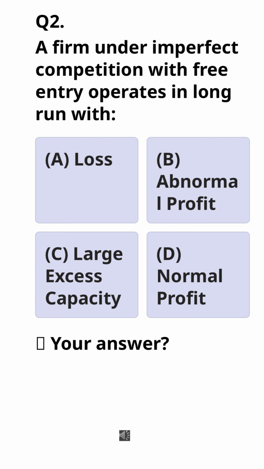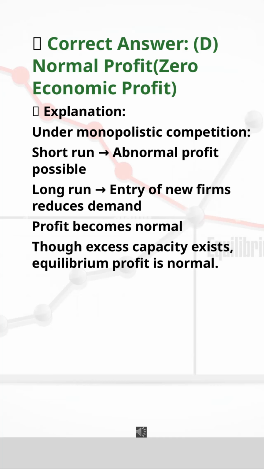When a firm earns abnormal profit, it's making more than just a normal return, which could attract new entrants into the market, increasing competition. And finally, if the firm is experiencing losses, it may need to scale down or exit the market altogether in the long run. So, the key takeaway here is understanding how these different profit states influence market dynamics and firm behavior over time within imperfect competition. Although there is excess capacity in the market, the key point to remember is that the equilibrium profit tends to be normal.